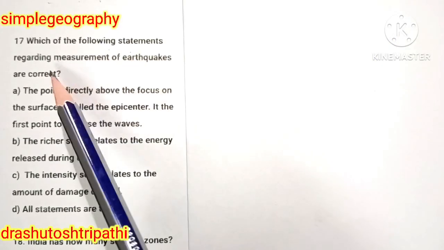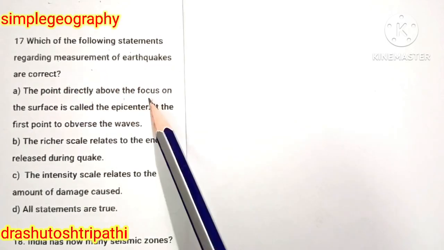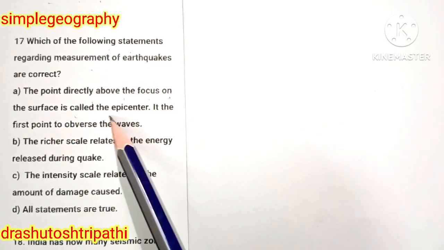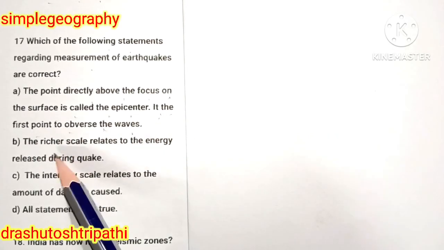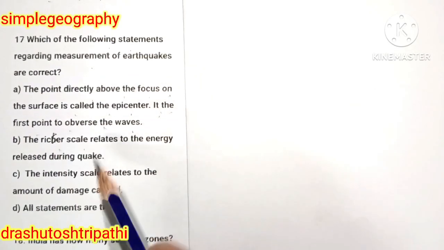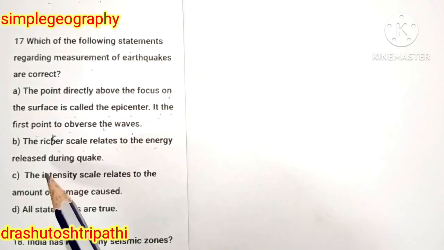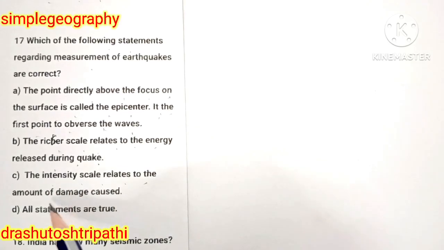Which one of the following statements regarding measurement of earthquakes is correct? The point directly above the focus on the surface is called the epicenter. It is the first point to observe the waves. The Richter scale relates to the energy released during an earthquake. The intensity scale relates to the amount of damage caused. All the statements are true.